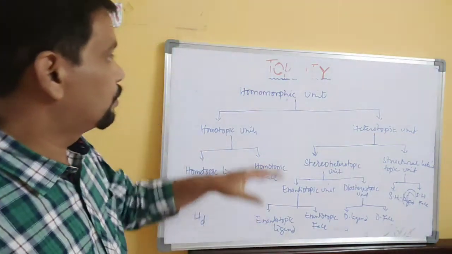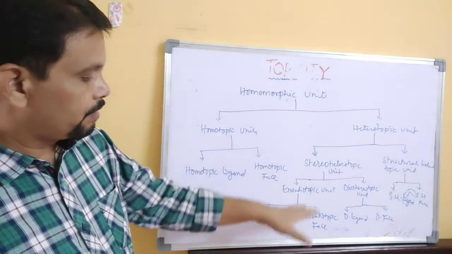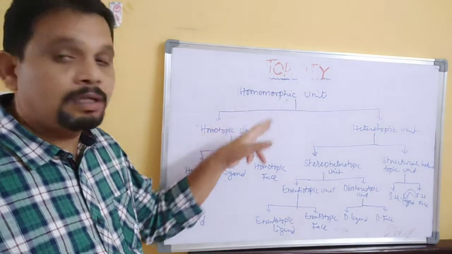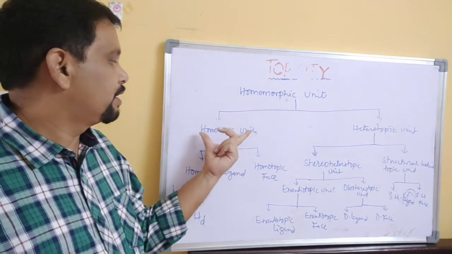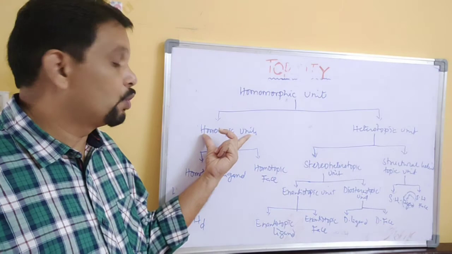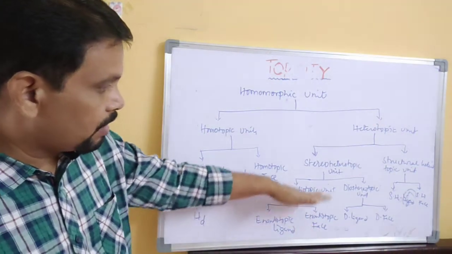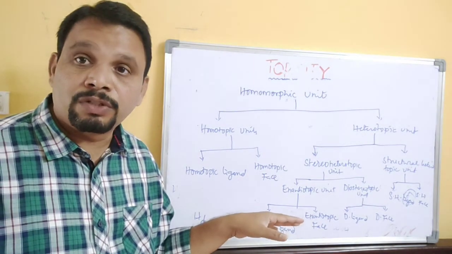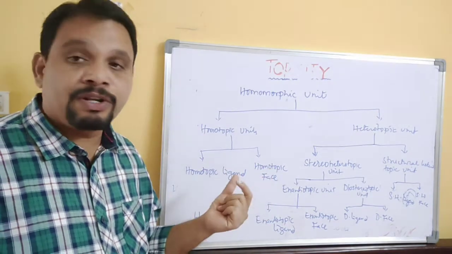So this is the classification, and you can understand all these simplified terminologies. Homomorphic units can be classified into homotopic units and heterotopic units. These are the terminologies you are going to define, and I am going to give you some examples and explanation about them.